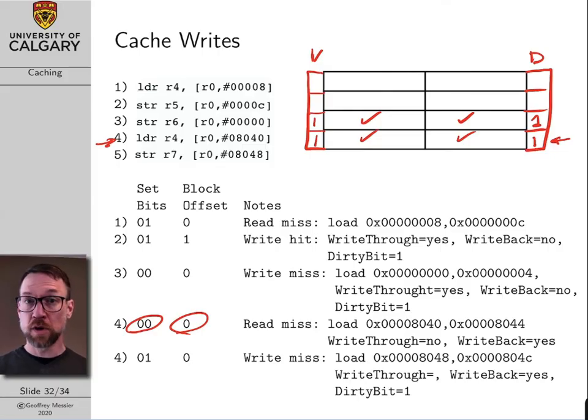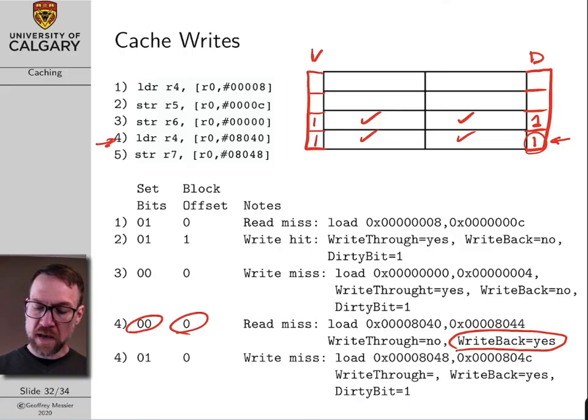And so what's going to happen is we're going to overwrite this data. But before we do that, the processor is going to take note of the fact that the dirty bit is equal to 1. So before we overwrite set 0 with the values at address 8040, we're actually going to do a write back. We would copy the new value into data memory, and then we would load in the values at address 8040 and 8044.